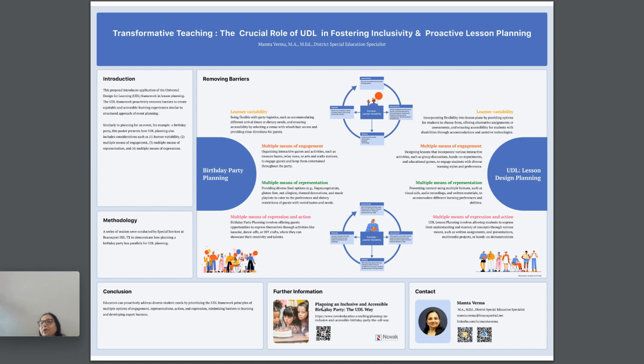And here I have my blog, which was published in Novak Education, which inspired me when I planned an inclusive and accessible birthday party for my granddaughter.